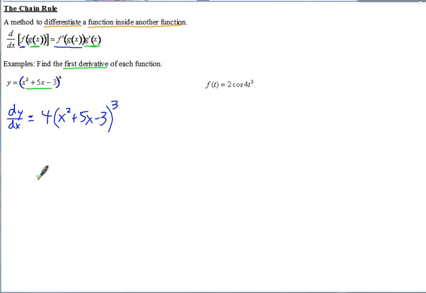But then the chain rule says you have to multiply it by the derivative of the inside function. So we have to multiply by the derivative of x squared plus 5x minus 3. The derivative of that is 2x plus 5.